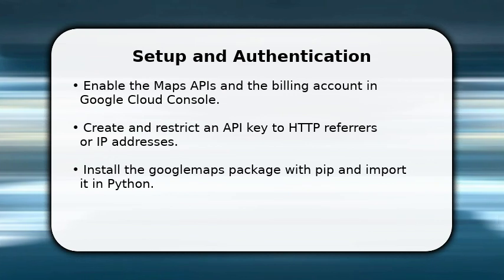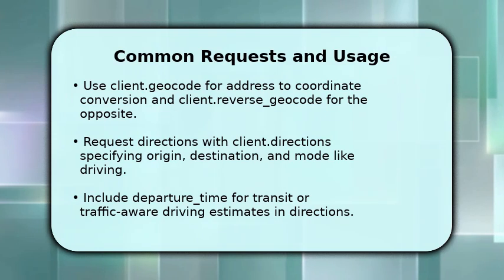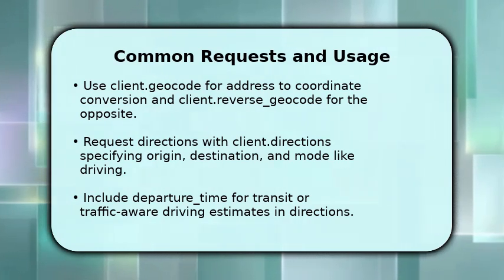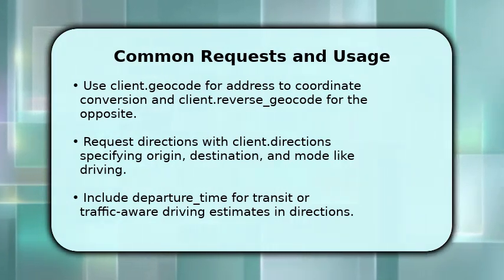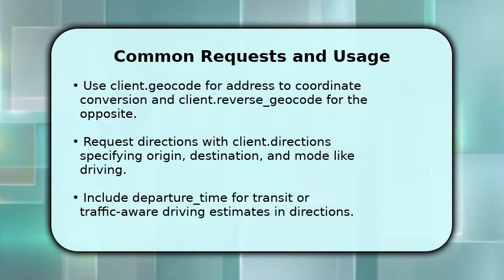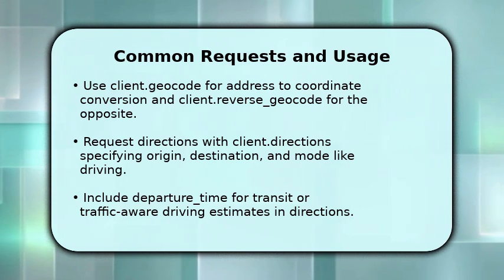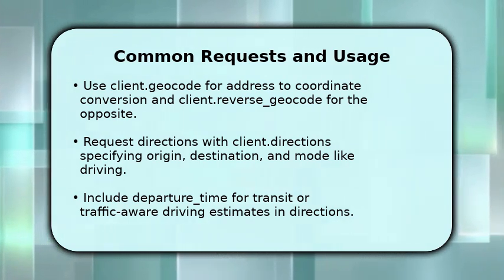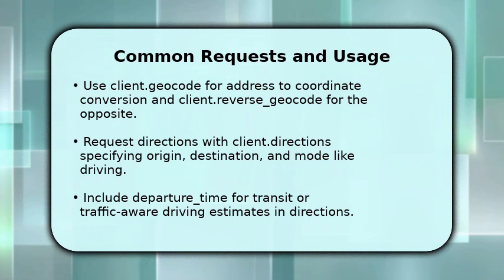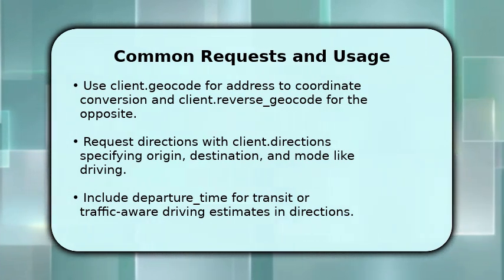Use client.geocode to convert an address into latitude and longitude coordinates. Use client.reverse_geocode to translate coordinates back into a readable address string. Request directions with client.directions by specifying origin, destination, and travel mode like driving. Include departure time to get traffic-aware driving estimates or transit schedules when available.